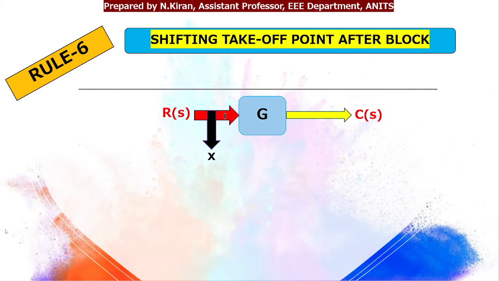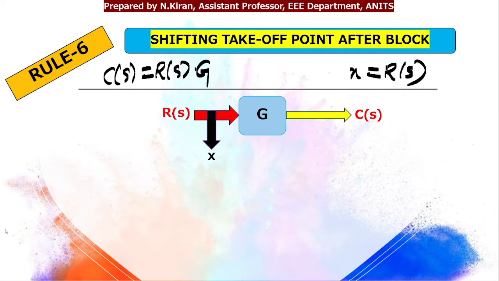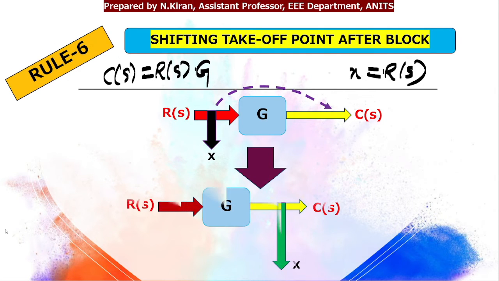Rule number 6. Now my aim is to shift this takeoff point after the block. Okay, so before I shift my takeoff point, let me write the expression for C of S. C of S will be same, R of S into G, and X value will be R of S. Now I need to shift my takeoff point after the block. So I have shifted the takeoff point after the block. Here also C of S in this case will be R of S into G.